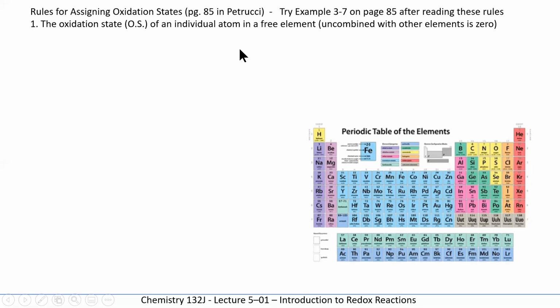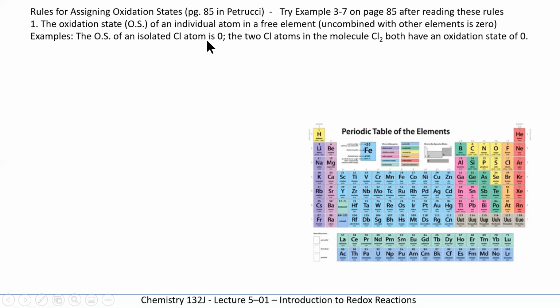Some of the more important rules: any individual atom in a free element is assigned a value of 0. An example here: if I have a chlorine atom just existing on its own, its oxidation state would be 0. If I have 2 chlorine atoms in a molecule of chlorine, the entire molecule has an oxidation state of 0. Remember, an oxidation state is kind of a bookkeeping thing where we're keeping track of how the electrons are being shared. In a chlorine molecule, the electrons are evenly shared. Neither of the chlorine atoms is winning the battle for pulling electrons away from the other. So we say that this balanced state, we assign it an oxidation state of 0.